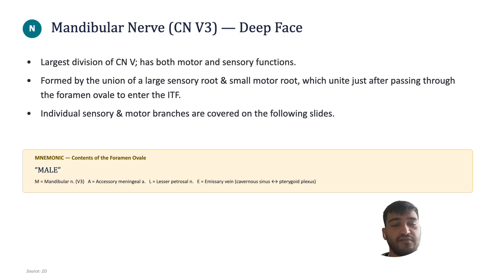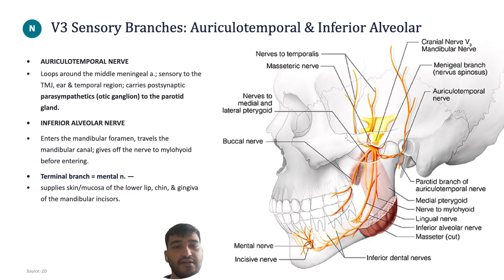So for the foramen ovale contents, we have the mnemonic MALE: mandibular, accessory meningeal, lesser petrosal, and emissary vein, connecting the cavernous sinus to the pterygoid plexus. For the V3 branches, we have the auriculotemporal nerve, the inferior alveolar nerve, and the terminal branch, the mental nerve.